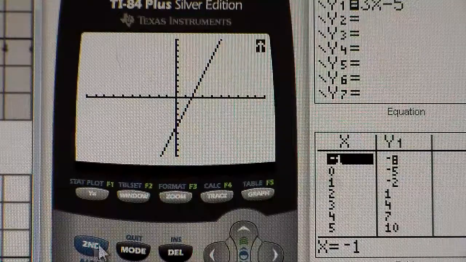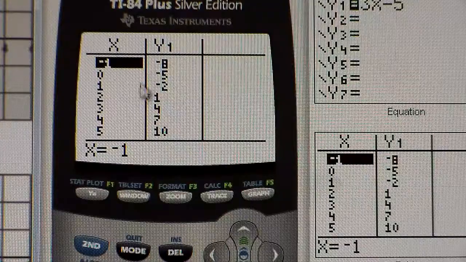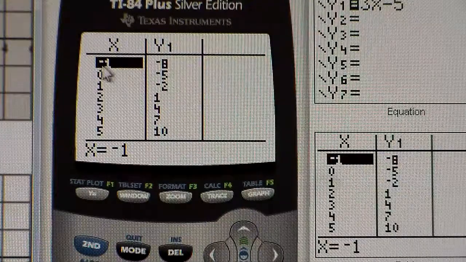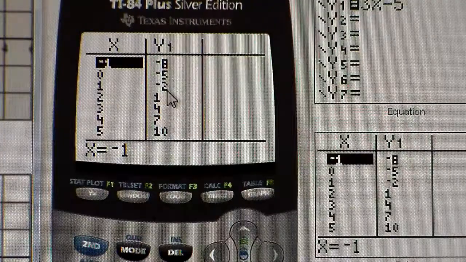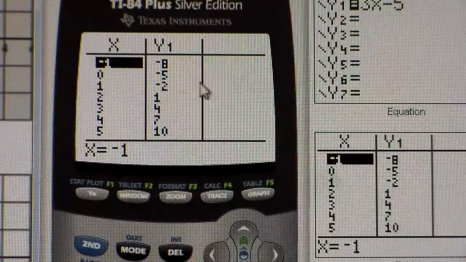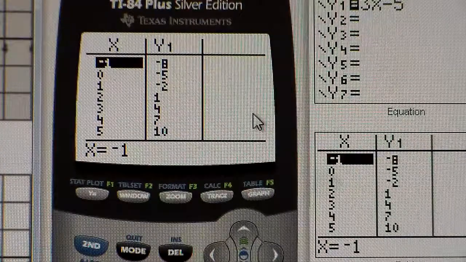And if we want the table, we hit second table. And we get the table. And here are all our values for x, our values for y. And these are our coordinates. Our coordinates are 0, negative 5; 1, negative 2; 2, 1. We plot those 3 points and we connect them on our graph. And that's it.